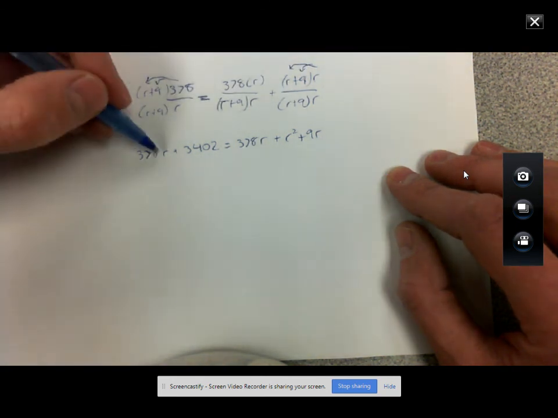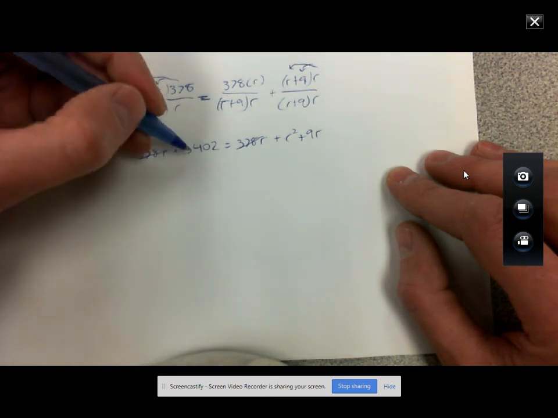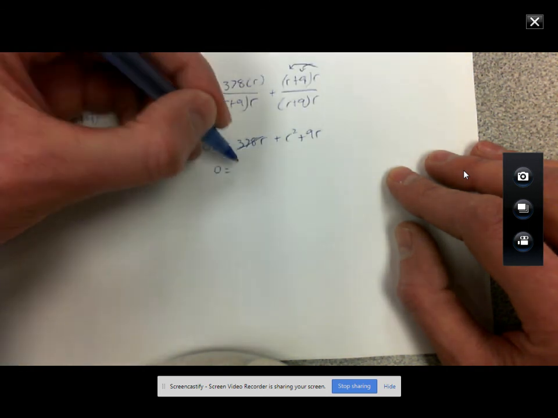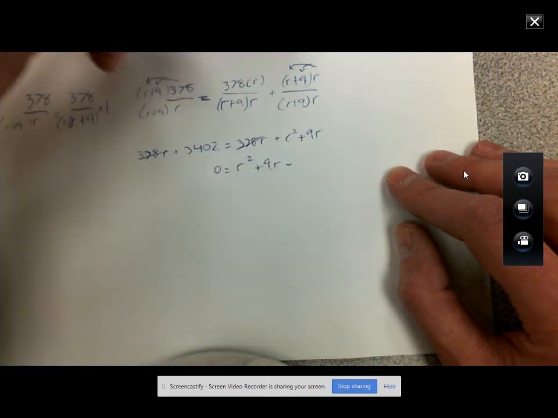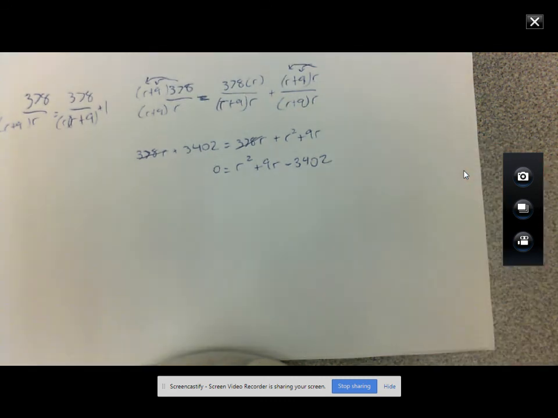The 378r's, if you subtract, you'll cancel those out. And if I subtract 3,402 from both sides, I've got a quadratic that I can solve because it equals 0. I'm not going to try and factor this because I can't think of two numbers that multiply to negative 3,402 that also add to 9. So I'm going to use the quadratic equation.